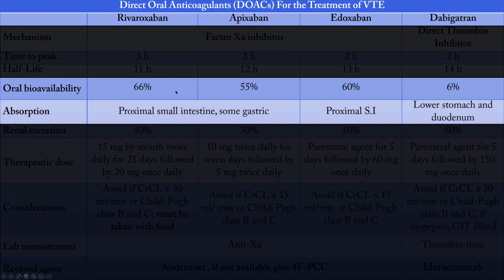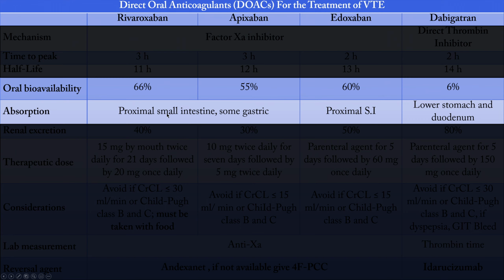The bioavailability with rivaroxaban is much higher if given with food. You have to give rivaroxaban with food, with eating food. Absorption: they're all absorbed in the small intestine, proximally.